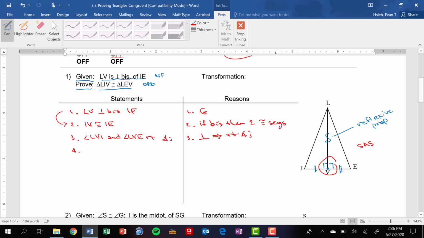If I have right angles, well, then I know that those right angles are congruent to each other. LVI is congruent to LVE. And the reason why is if I have right angles, then they're congruent. So right angles are congruent.